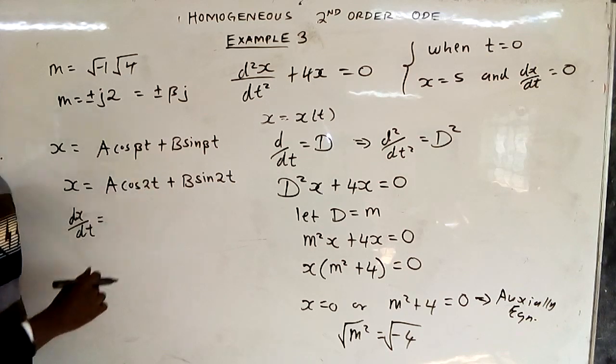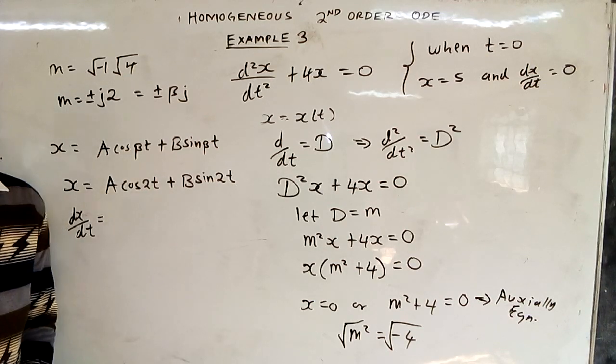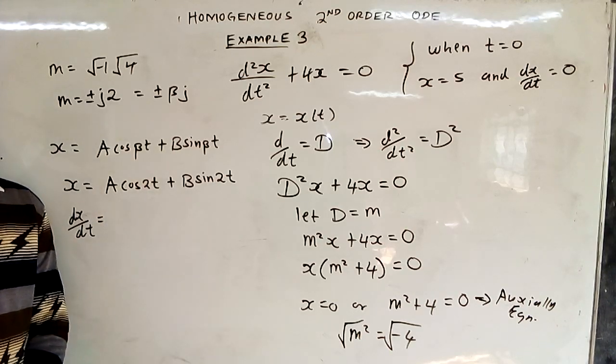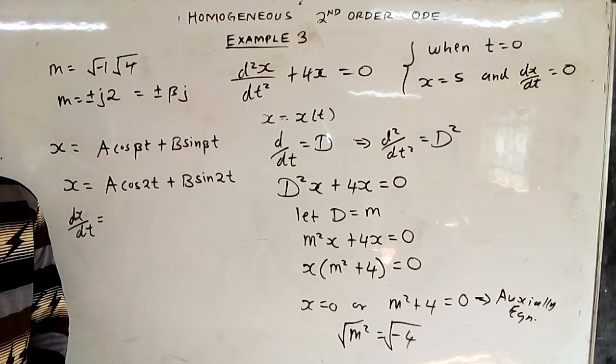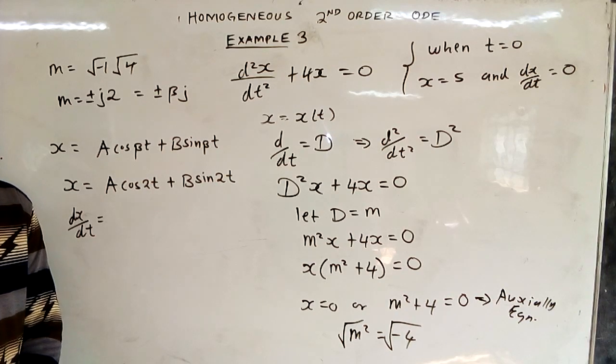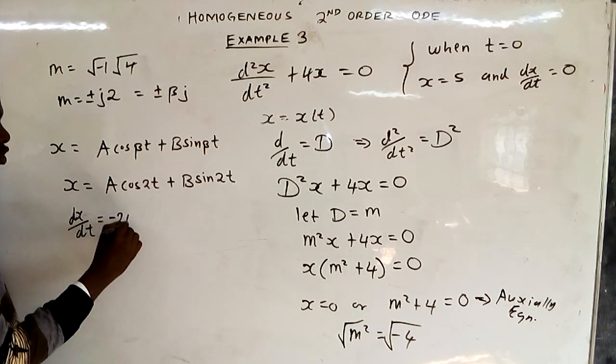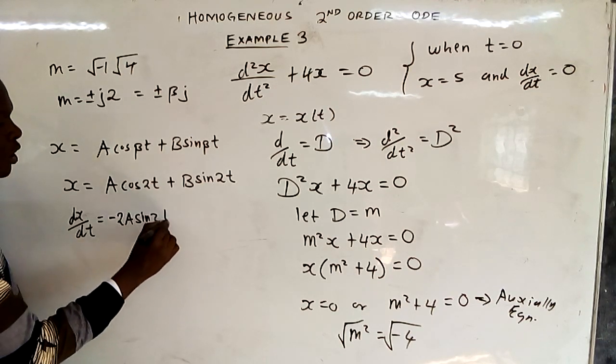You differentiate cos 2t, you get negative sin 2t, you differentiate 2t, you get 2. Then you express the product of the inner derivative and the outer derivative, isn't it? Are we together? Yes. So there you end up with minus 2a sin 2t.